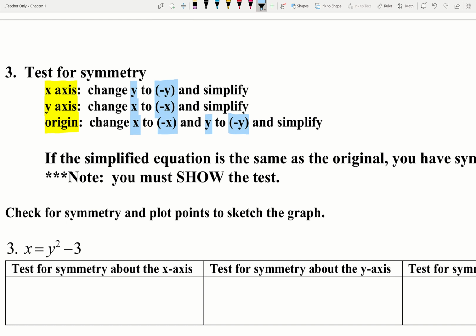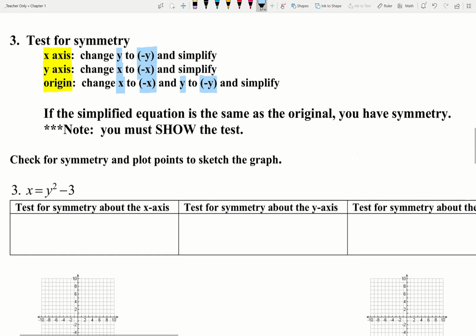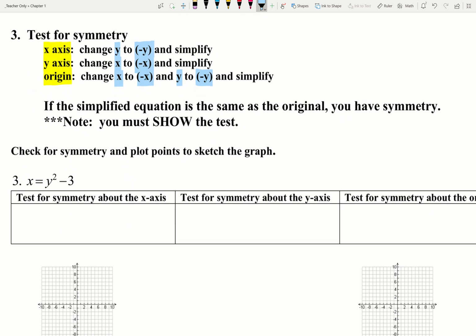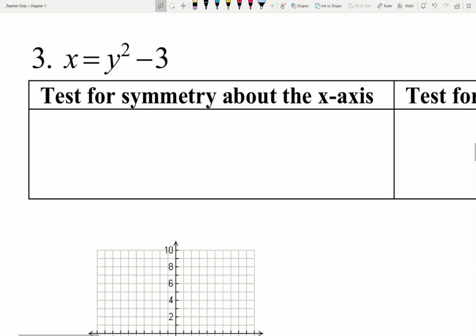Replace y with negative y in parentheses, replace x with negative x in parentheses, and see if we would get any changes associated with those. If we don't have any changes at all, then that means that we will have that type of symmetry. Okay, so I just want to go ahead and demonstrate that with this first example here.